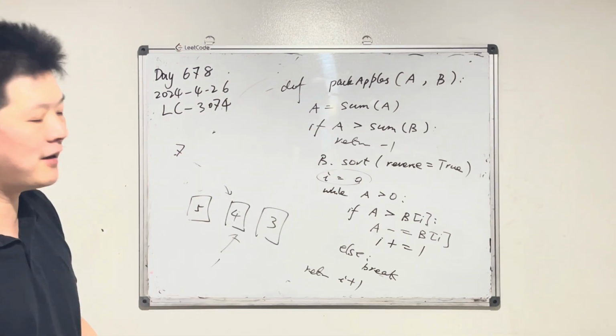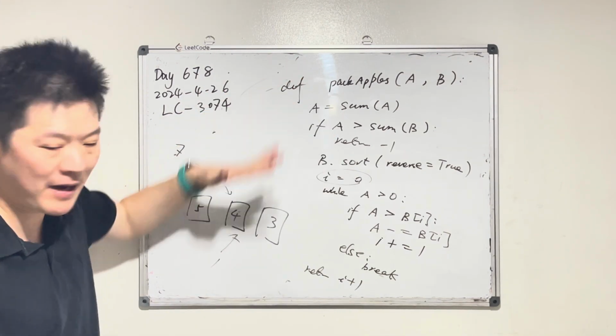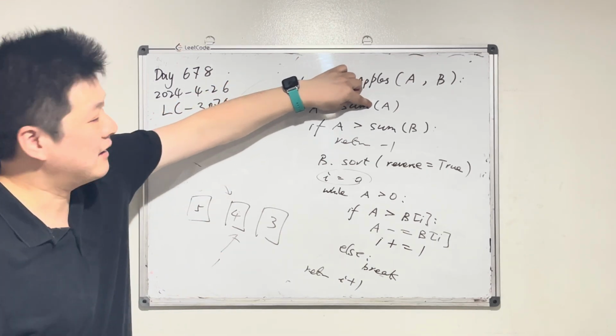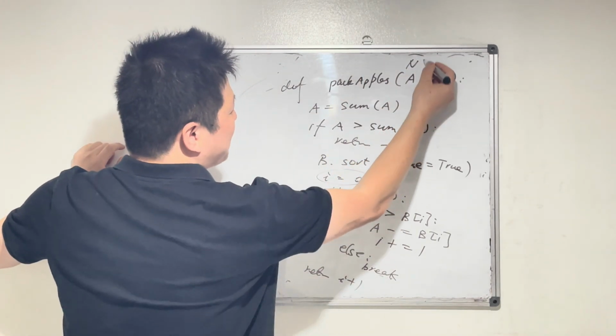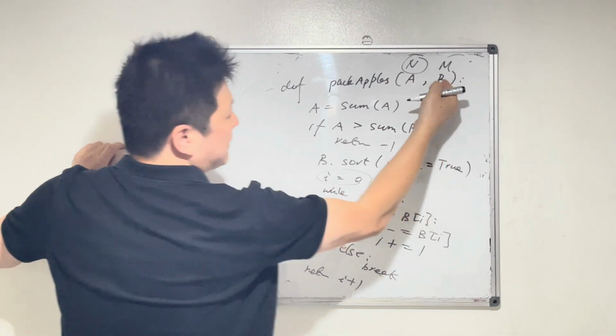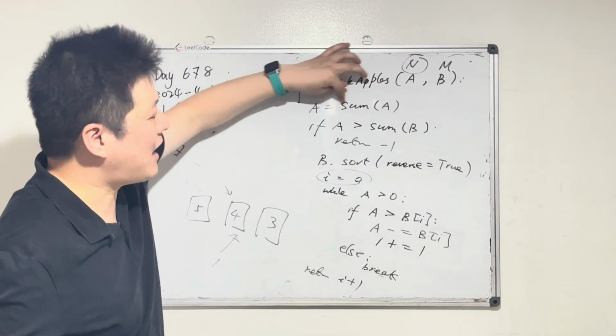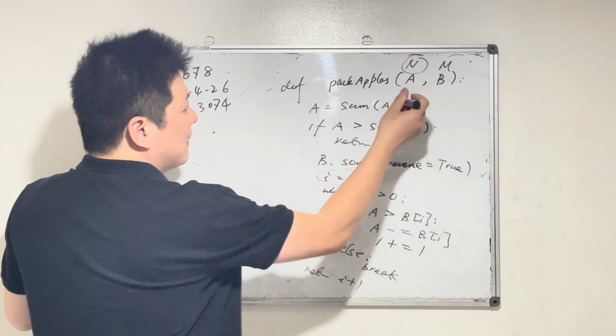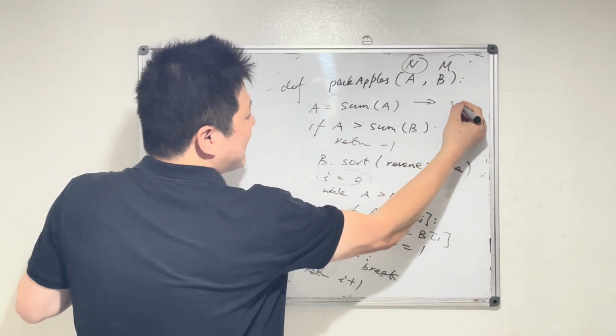O(n log n). Yeah, we need to analyze one by one, okay? sum(A). Let's say this is n. The number of apples is n. The number of boxes is m, okay? So sum(A), this is linear, O(n), right?